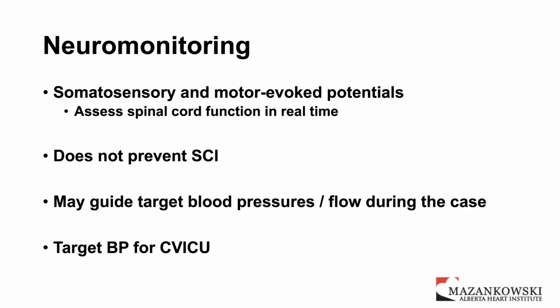How do we know it? Because if you let your pressure drop on purpose, you will see very rapidly and consistently a change in your spinal cord somatosensory and motor evoked potentials. And then you just raise it up again, and then you can have a good sense of what your target pressure should be during the case.